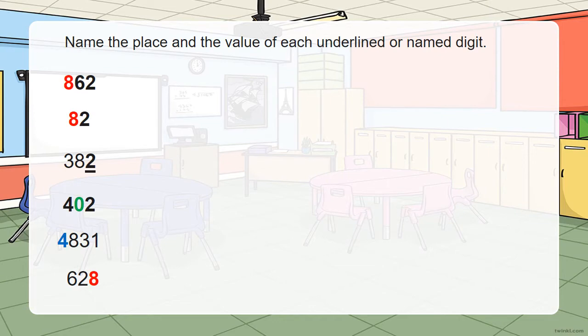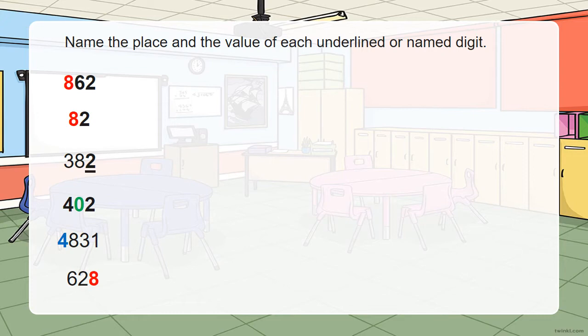Now, let's look at place and value. When we talk about place, we write the word. When we talk about value, we write the number. I will repeat. When we talk about place, we write the word. When we talk about value, we write the number.